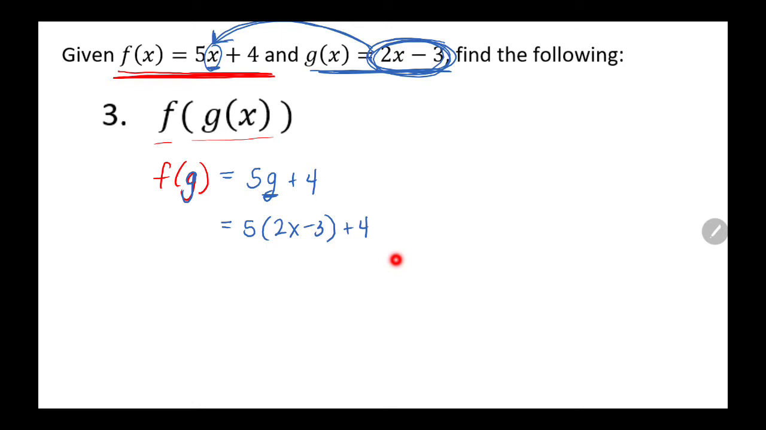Okay, now I just got to simplify. So we're going to distribute this. That's 10x minus 15 plus 4. And I will combine like terms. Final answer is 10x minus 11. And that would be f of g of x.